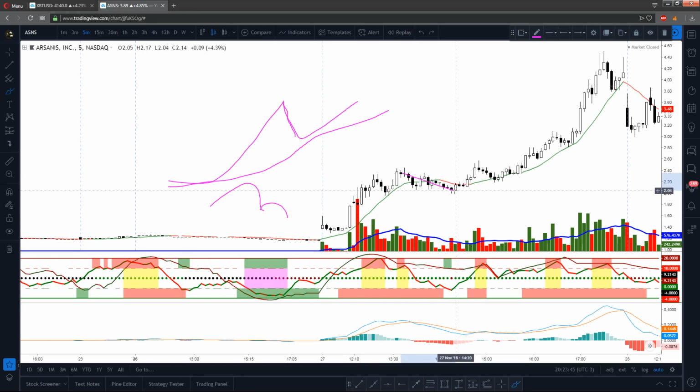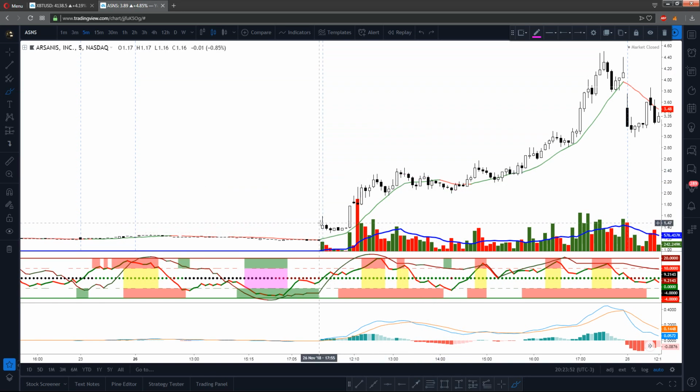Even this dip here below the 12 is fine because look at volume. We see a surge in price, 12 moving average acting as support. Our MACD is crossing up. It is above the signal line. The Momo is crossing up. We're showing bullish momentum in the Momo.